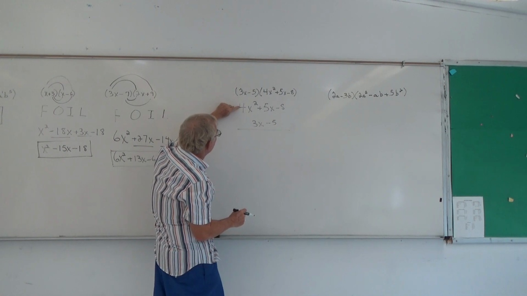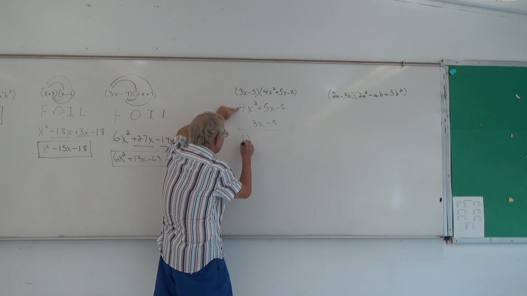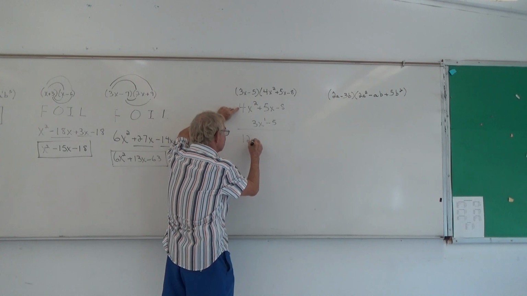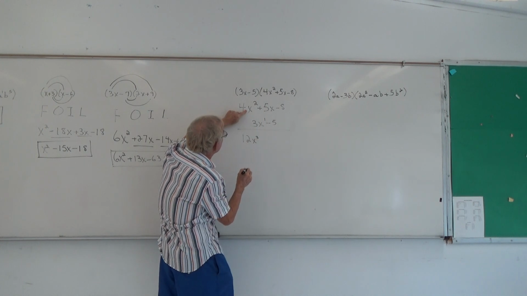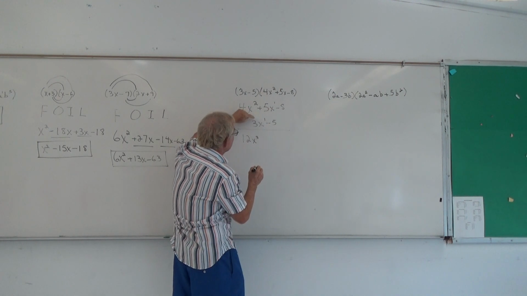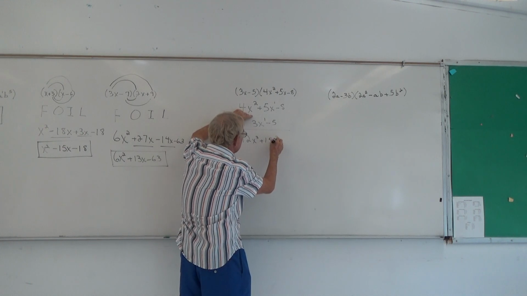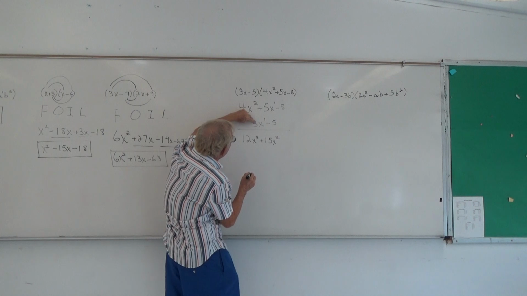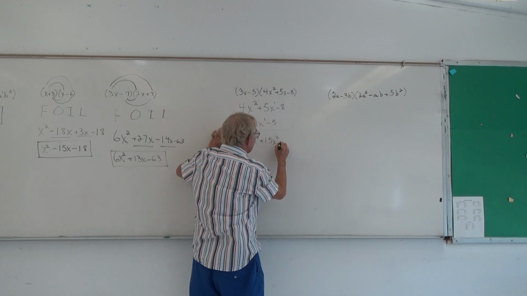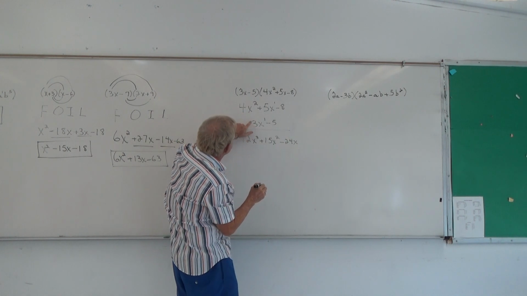3x times 4x squared. 3 times 4 is 12. x to the 1, let's put that there. And x squared is x cubed. That takes care of that one. 3x times 5x to the 1. 3 times 5 would be 15x squared. And then 3x times negative 8 would be negative 24x. So what we've just done is multiplied 3x times each of them.